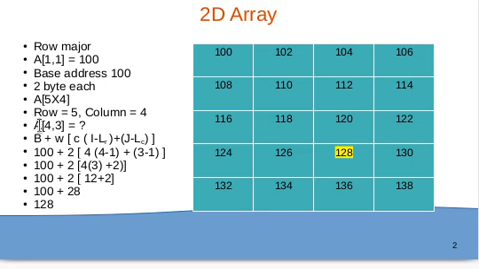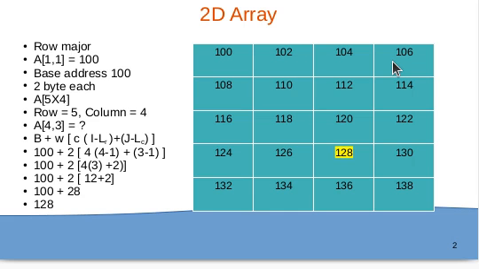The question is, what is the address of A43? That means 4th row, 3rd column. As the array is stored in row major order, it is calculated in this way. This row will be calculated first, then this, and then it goes to this.